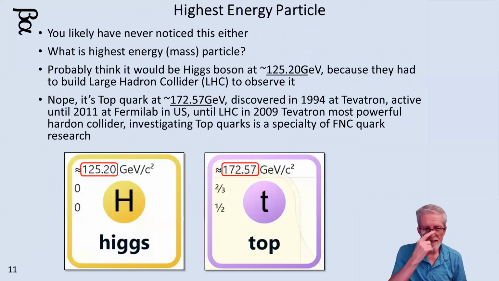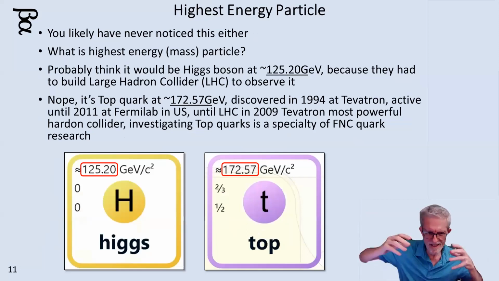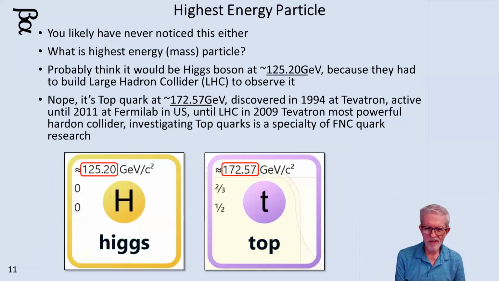And here's something more contemporary. What is the highest energy particle on that table? Well, you would say it's the Higgs boson, because they had to create the Large Hadron Collider in order to observe it, to detect it. You needed all that smashing ability to break apart proton on proton collisions to get that Higgs boson out, because it's a whopping 125 giga electron volts.